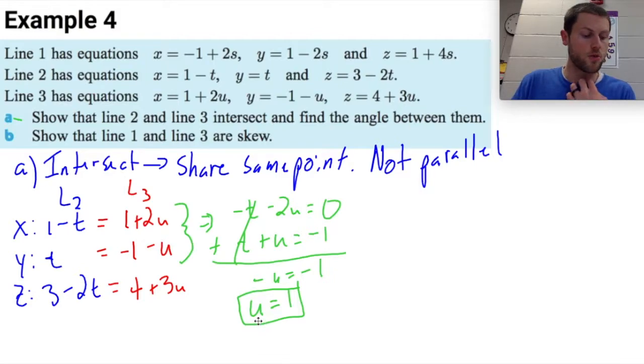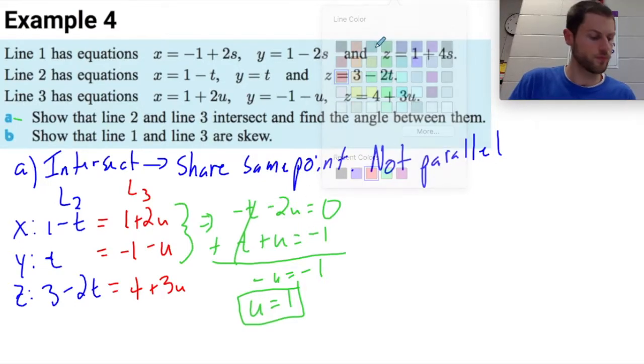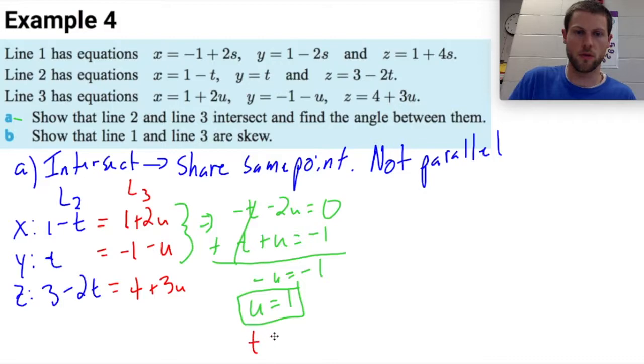So really what I need to do next is find what the t value is, because u is just my scalar value in my L3. I need to match that up with the scalar value in L2 to match all 3 of those coordinates together. So if I plug this u back into my equation here, we had t plus u equals -1. So that means that t is going to have to equal -2.